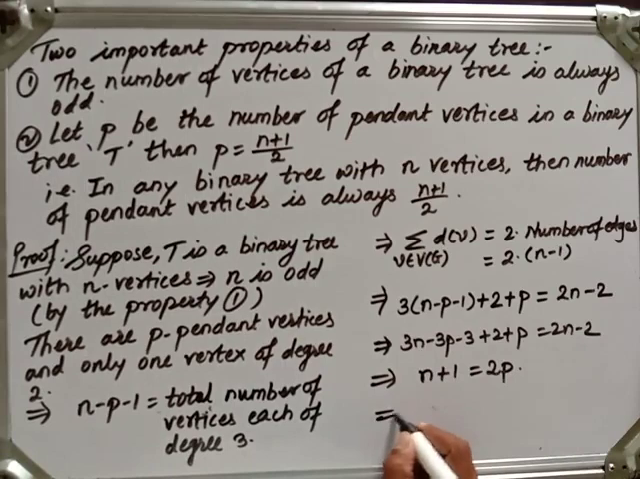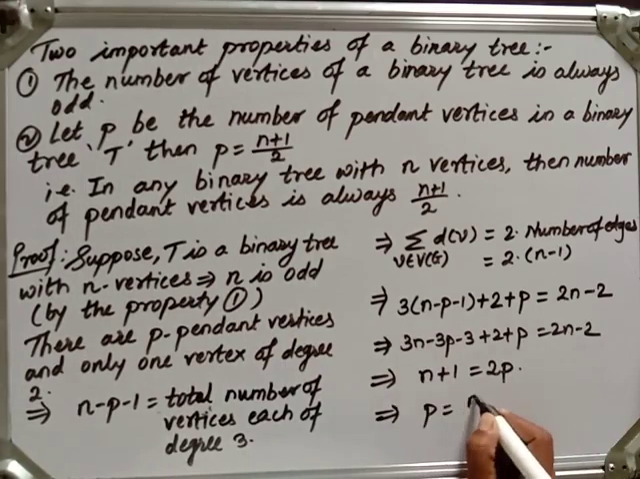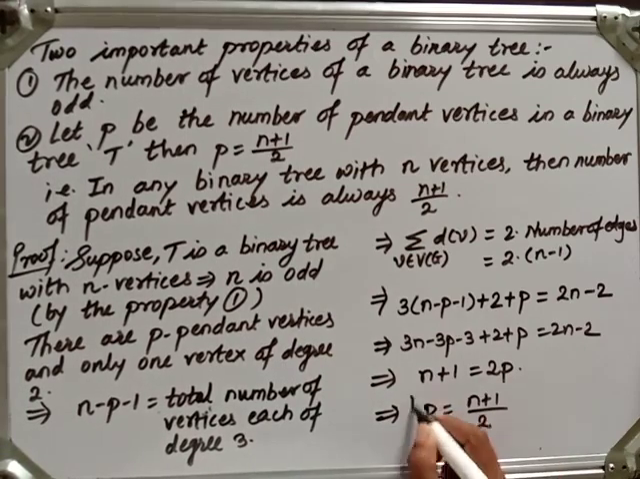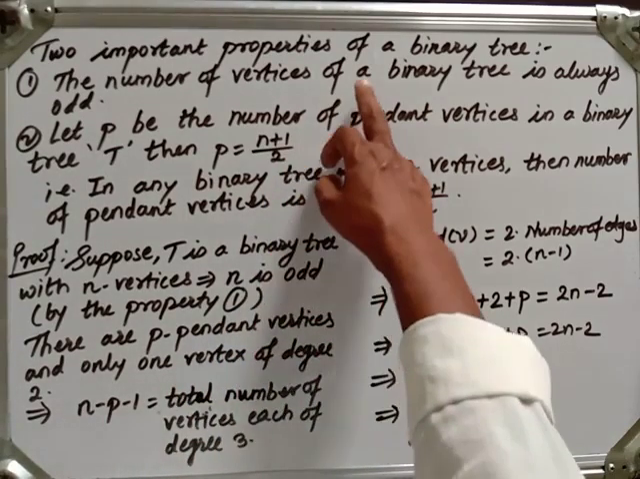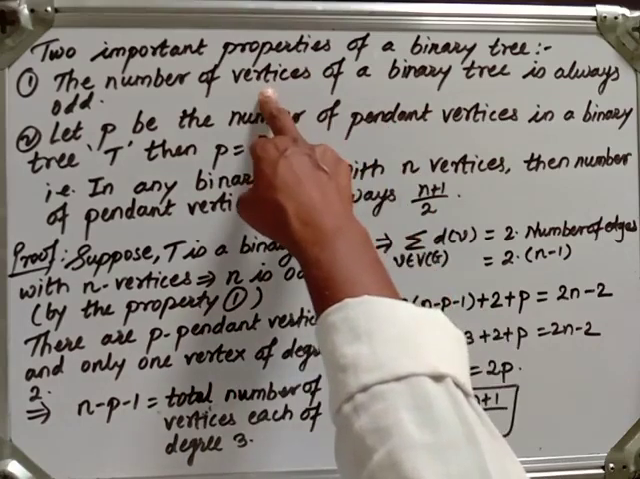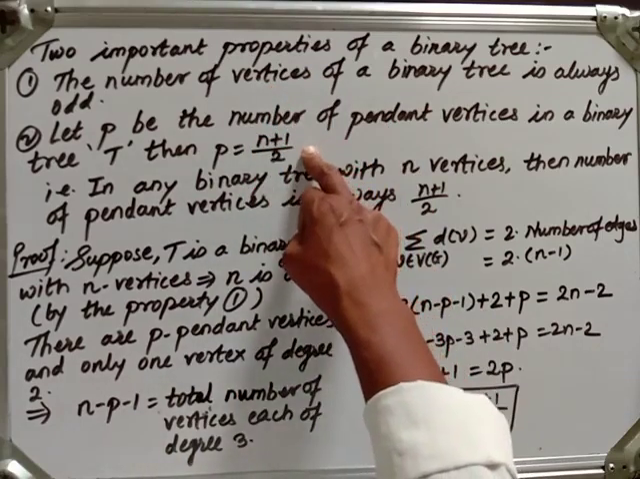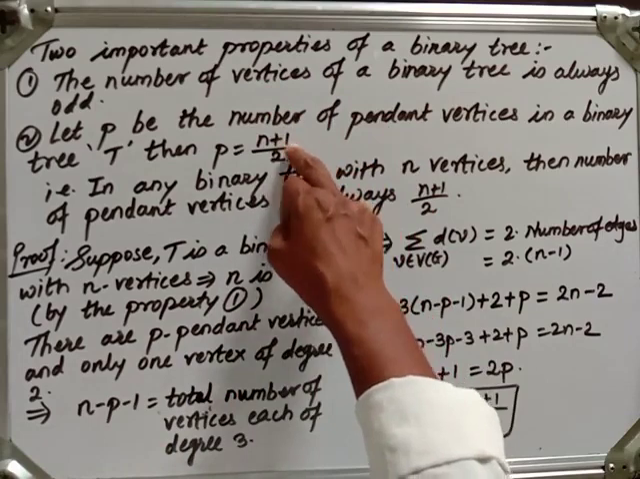2p. So p is equal to what? n plus 1 by 2. So the number of pendant vertices is how many? n plus 1 by 2, if the number of vertices in a binary tree is n. Fine. These are two basic properties of a binary tree: the number of vertices is always odd, and the number of pendant vertices is n plus 1 by 2.